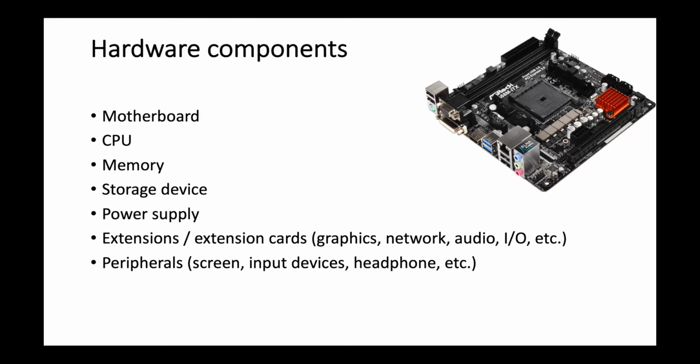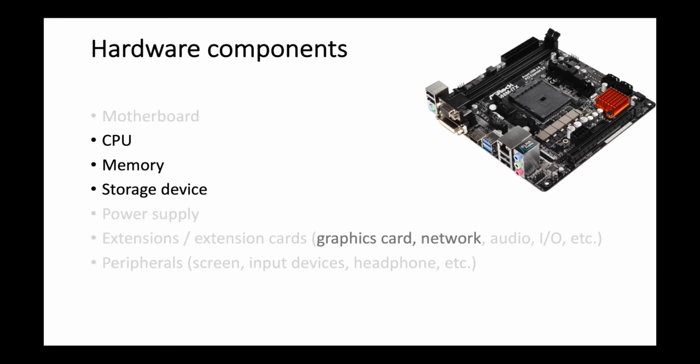The CPU, which is the brain of a computer. Memory, keeping data ready for the CPU. A storage device to store all your data and results. The power supply, just giving the power to the computer, and different kinds of extensions and peripherals. But for us, what we have to know more if we do bioinformatics is actually only the three main components: the CPU, memory, and storage device.